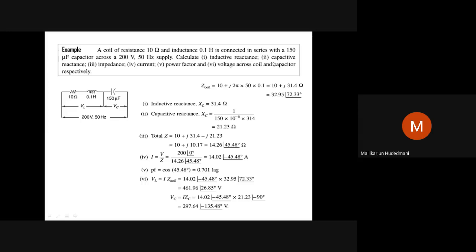Then the second parameter is capacitive reactance. That is concerned with this capacitor. How do we write capacitive reactance? XC equals 1 by 2 pi FC. Here you can see 2 pi F is nothing but 314, which refers to 2 pi into 50. That is written directly over here, into capacitance. Capacitance is how much? 150 microfarad. So 1 by 2 pi FC works out to 21.23 ohm. So easily we can get XL and XC.